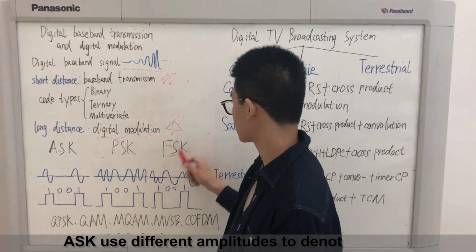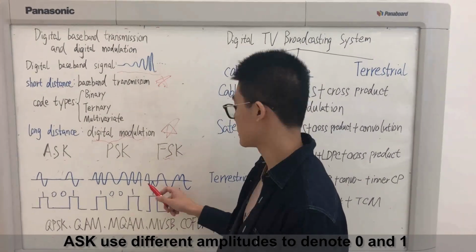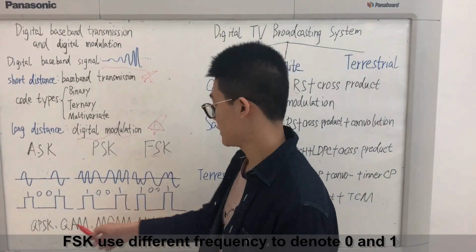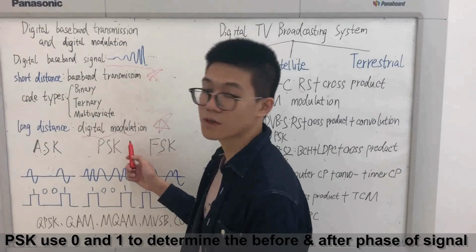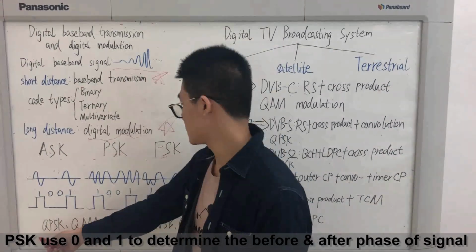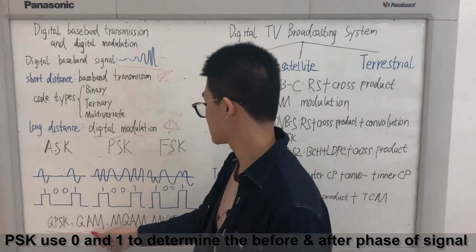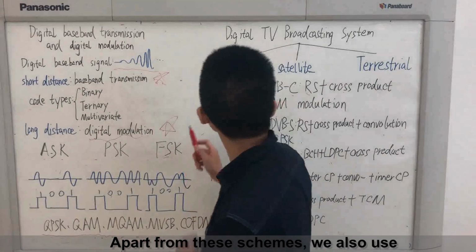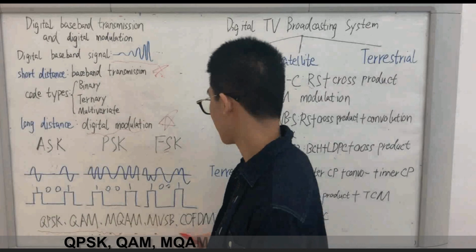ASK uses different amplitudes to denote 0 and 1. FSK uses different frequencies to denote 0 and 1. PSK uses 0 and 1 to determine the phase change between the before and after signal. Apart from these schemes, we also use QPSK, QAM, MQAM, MVSB, COFDM, and so on.